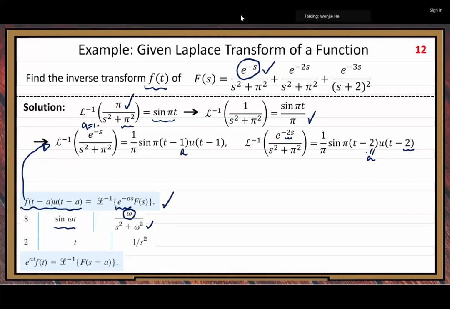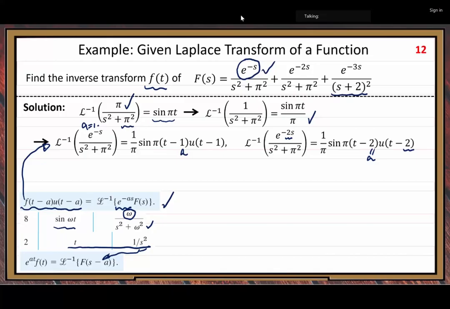Then for the third term, you need to do something different, because the numerator pattern is different. For the third one, we need to use this formula. S square, but we need to change s to s plus 2, another shift, right? Plus 2 plus 8. This time you need to do the shift inside the capital F.